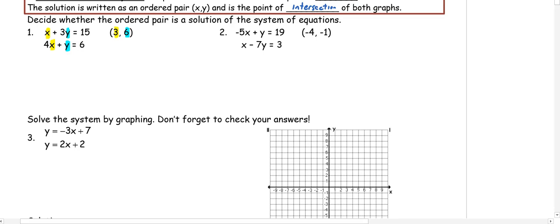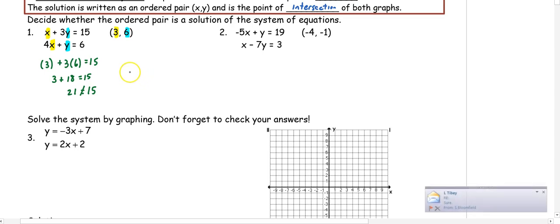In the first equation, when I substitute in, I get 3 plus 3 times 6 equals 15. Well, 3 times 6 is 18, so I have 3 plus 18 equals 15. 21 equals 15. This is not a true statement, so it doesn't work in one equation. If it doesn't work in the first equation, I don't even have to check the second equation. I just know it's not a solution.